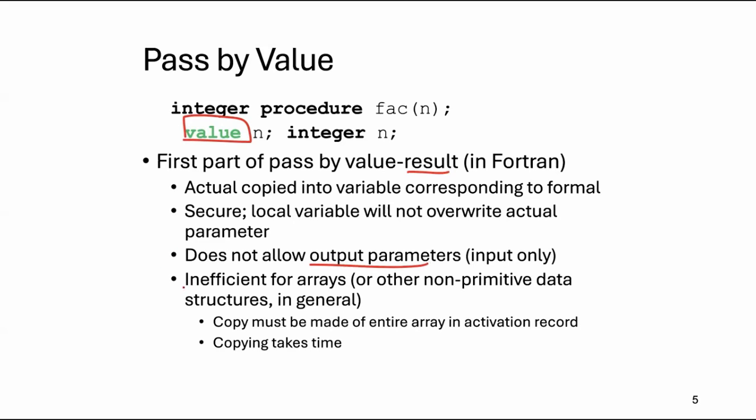It is, of course, inefficient with arrays because you have to copy the actual into the formal. It's very secure, but an array can be quite long and large, and copying from the actual to the formal is going to take a lot of time. So it's not very efficient with arrays. Keep in mind that we work with activation records, so a copy must be made of the entire array in the activation record, and of course the copying will take some time.